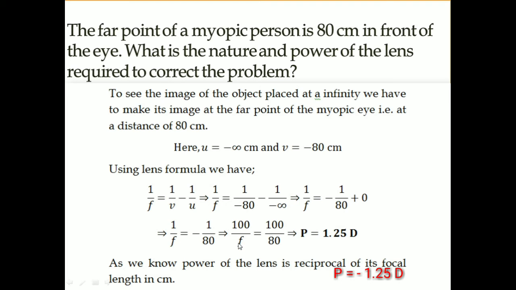As we know, the power of a lens is defined as the reciprocal of its focal length, that is 1 upon f when f is in meters, or 100 upon f when f is in centimeters. So the power of the required lens is minus 1.25 diopter.